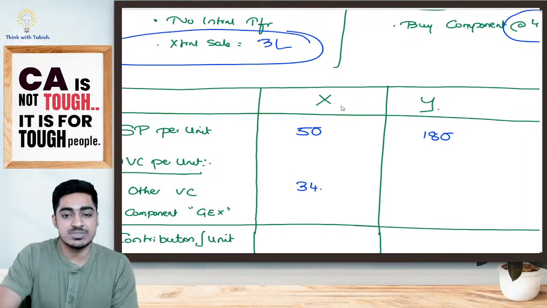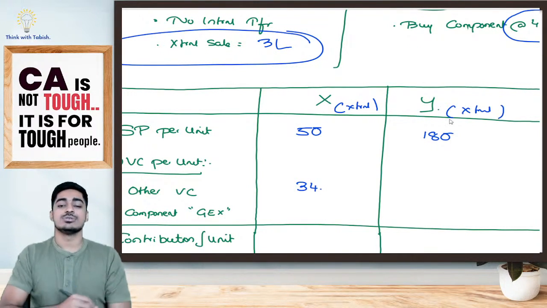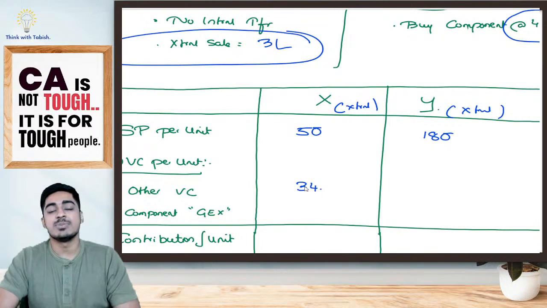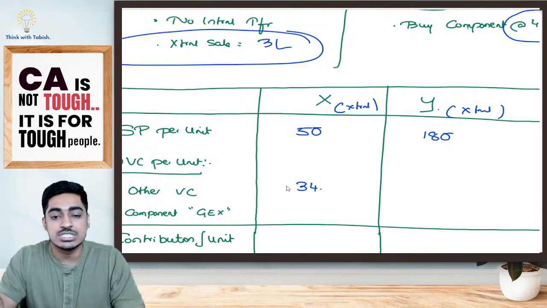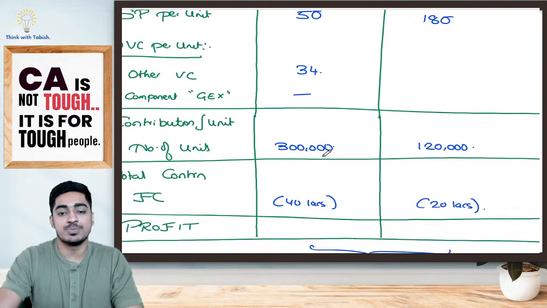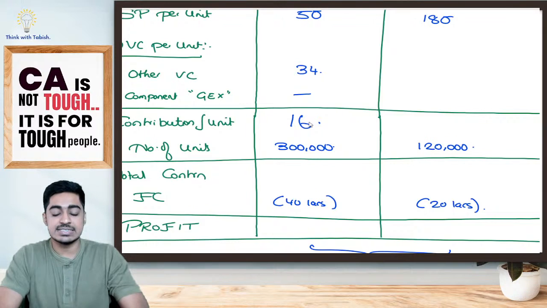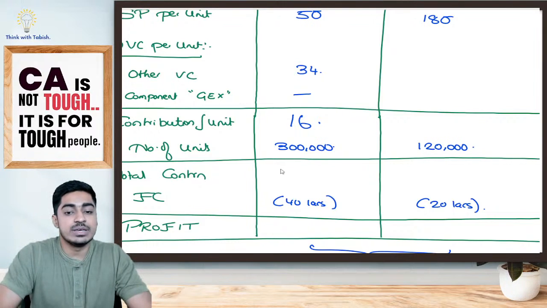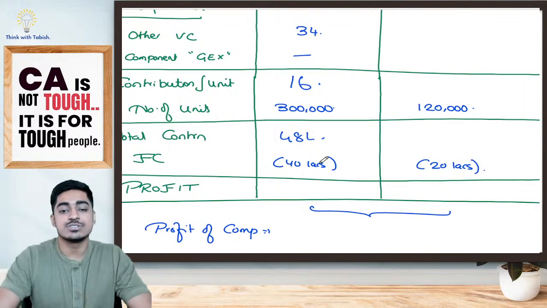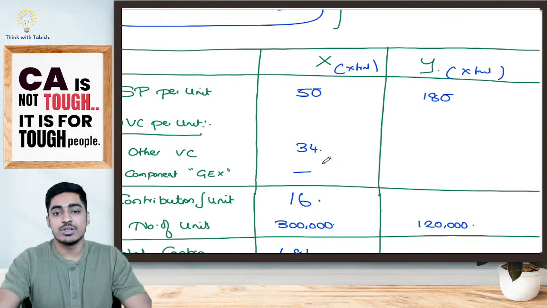Okay, X is making only external sale. Y is also buying from an external buyer. So X's selling price is 50 rupees. It's all variable cost. Variable manufacturing cost and variable selling and distribution cost is 34 rupees. So the contribution it is earning is 16 rupees per unit. Like this, 3 lakh units it is selling, so it will be earning 48 lakh rupees total contribution. From that, 40 lakh is the fixed cost. So 8 lakh rupees is the profit. Okay, this is for X.